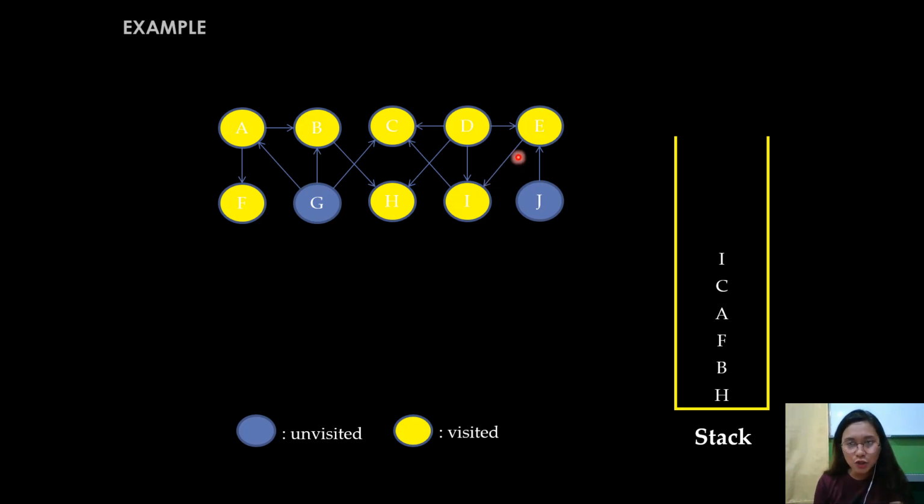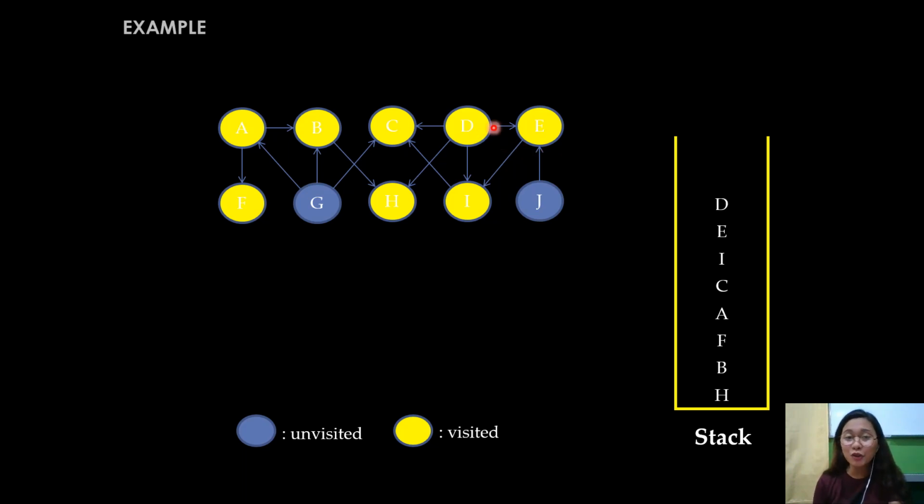And we go back to vertex E. Since vertex E has no left unvisited neighbor, we also push E into our stack. And go back to vertex D. And now, vertex D has no other unvisited neighbor, so we also push it into our stack.